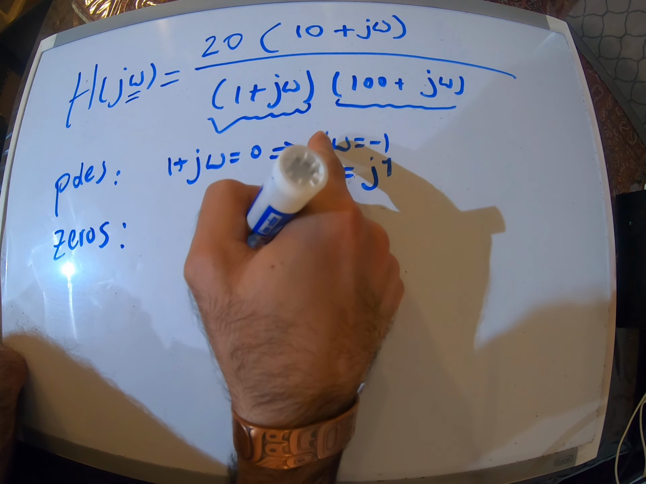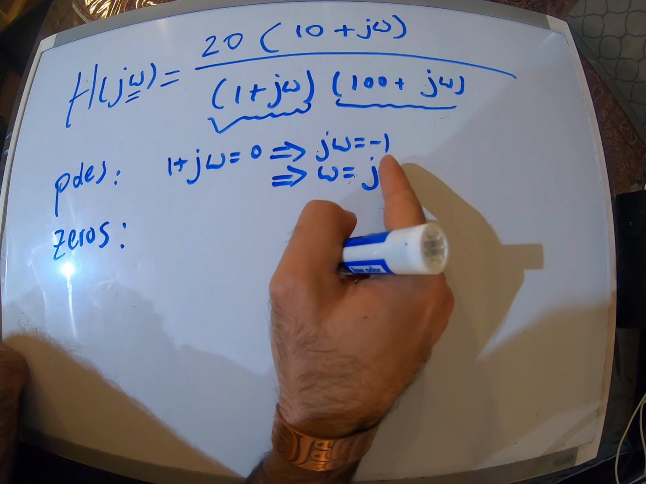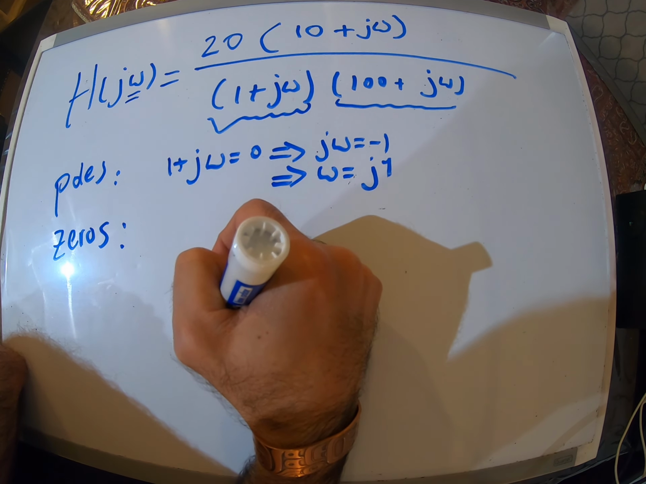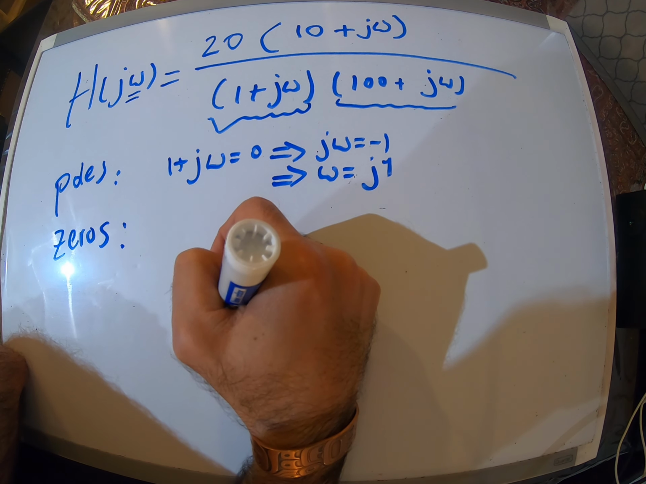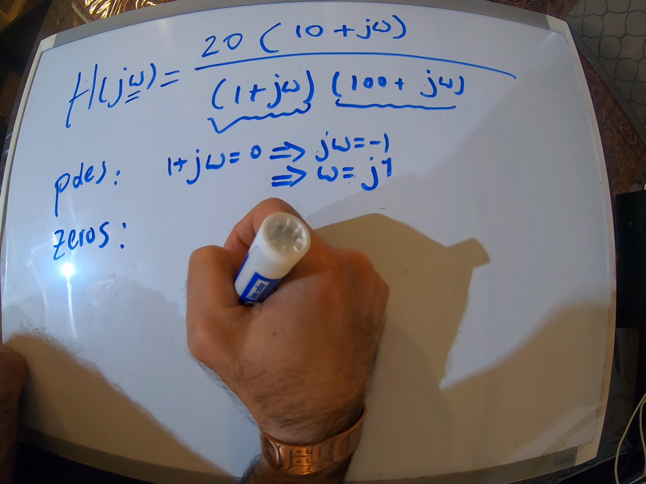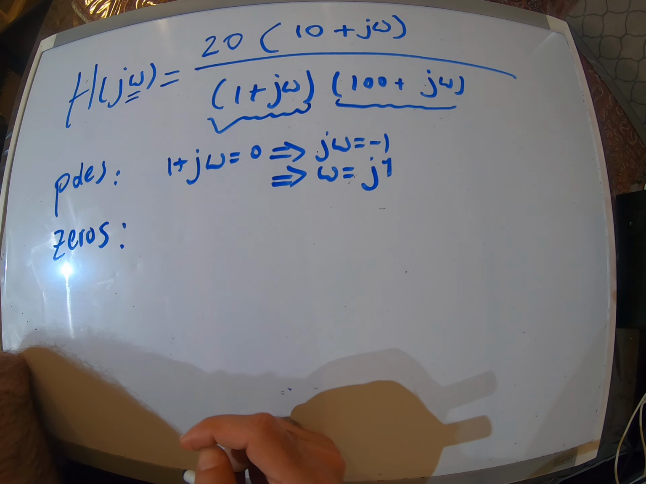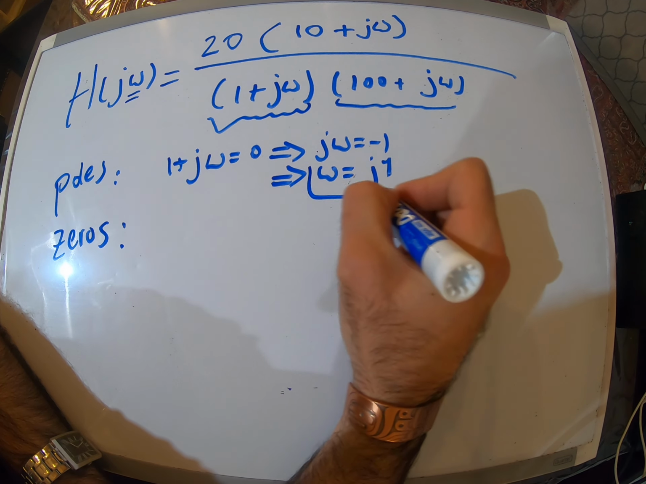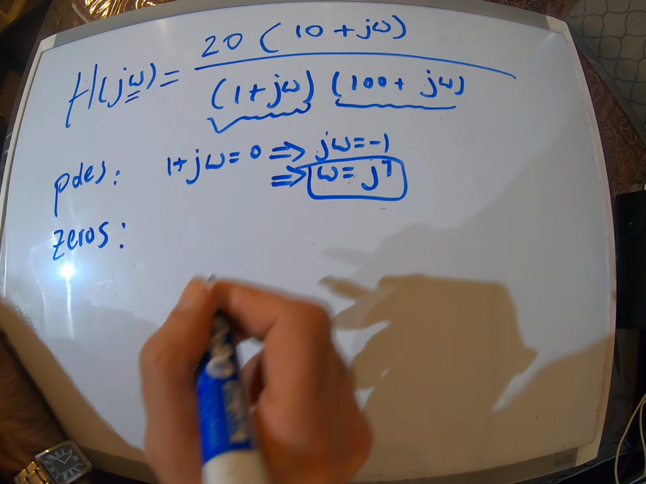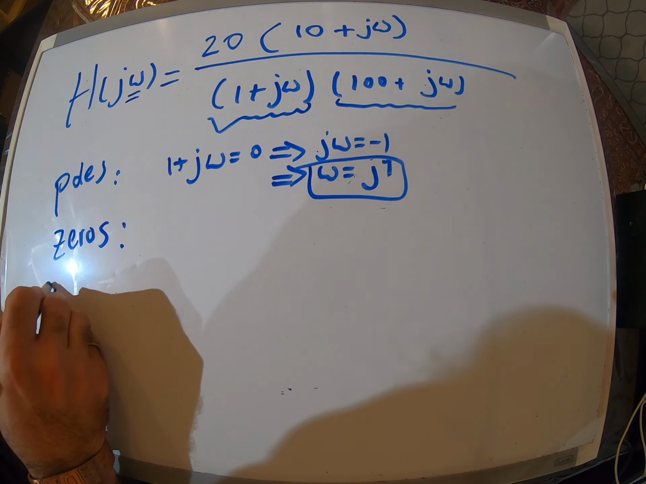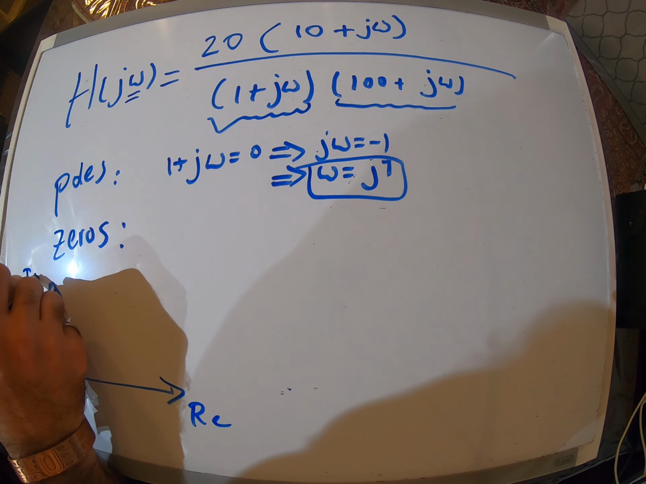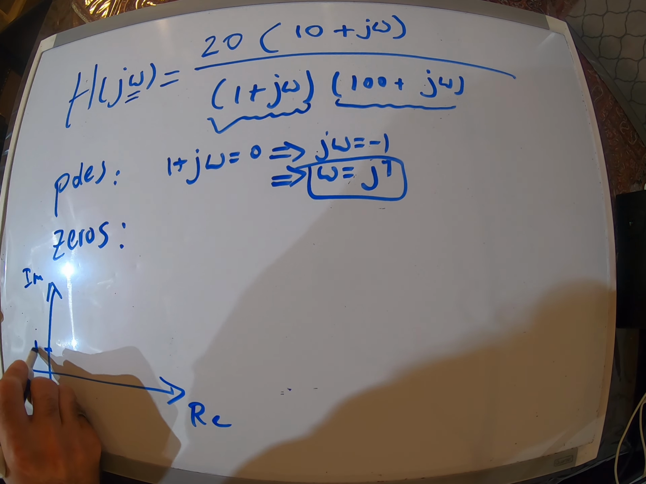Because if I multiply this by j, then it's going to be... am I right? Yes, I'm right. Sorry. So this is going to be omega equal to j1, right? So in this plane that we have real and imaginary, it means that the omega is going to be right here.